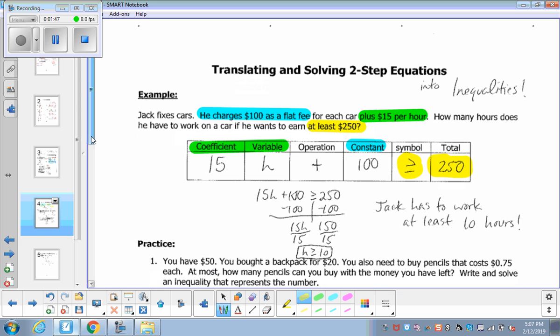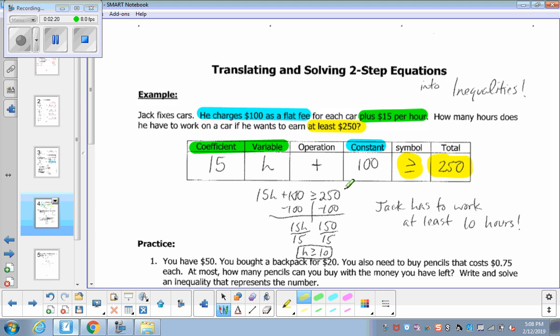So now what we can do is take that inequality, the $15 per hour plus the $100 that he's going to make no matter what per car, is going to be greater than or equal to the $250. So what that means is to earn $250 right here, Jack would need to work on the car for 10 hours. Now some of you might be thinking big picture, well, what if the car doesn't take 10 hours to fix? You're totally right. If the car doesn't take 10 hours to fix, then obviously Jack is going to have to move on to another car.